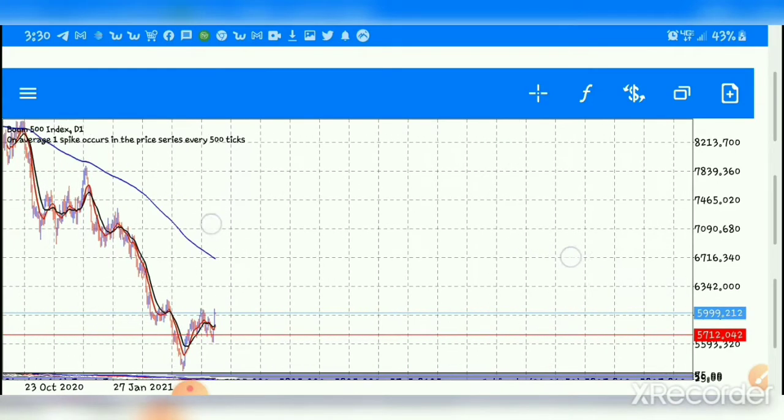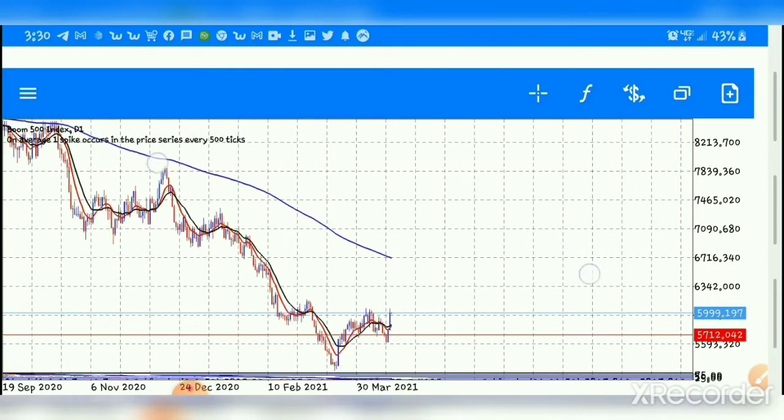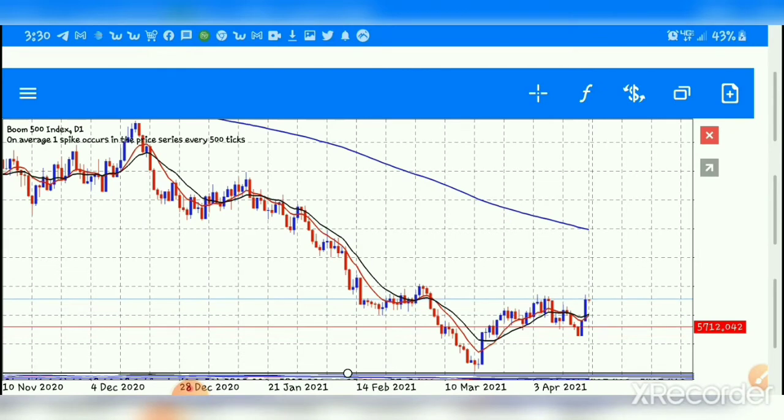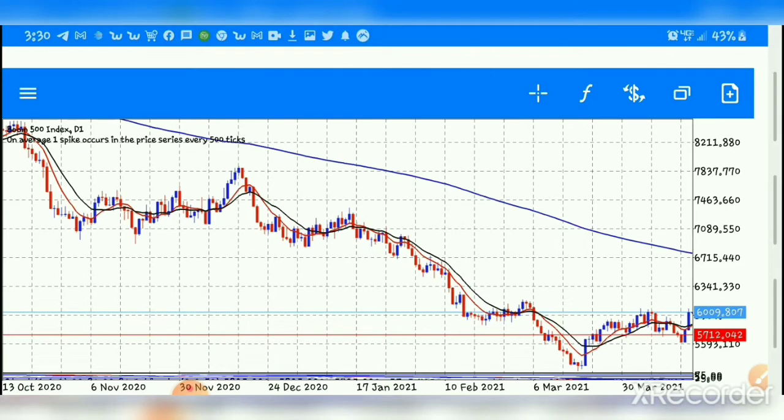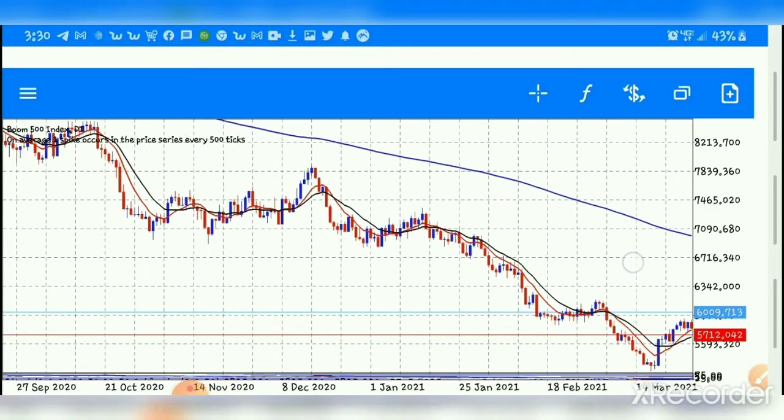Market. You zoom into the market. So what we are doing is just technical analysis. So we are making use of the previous action of the price to predict the future.